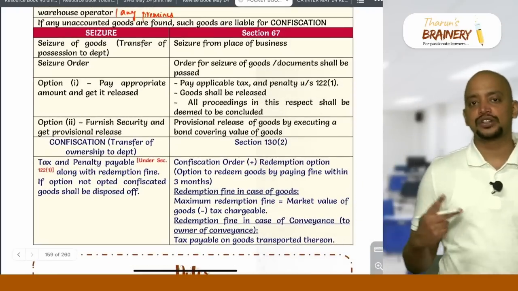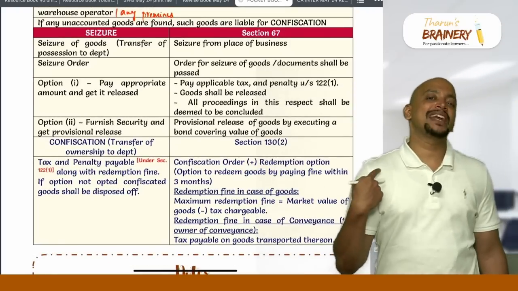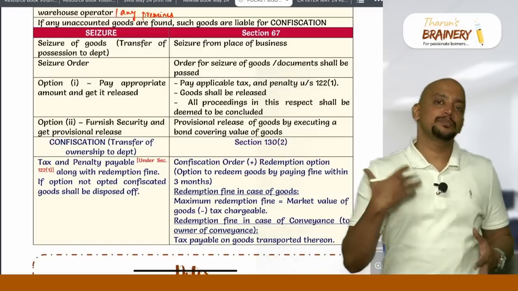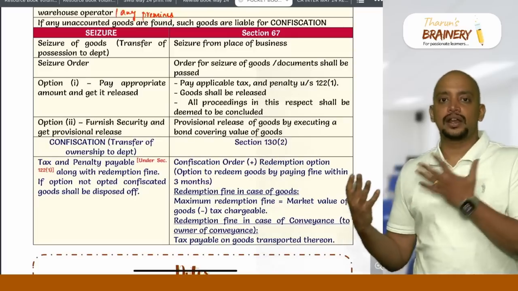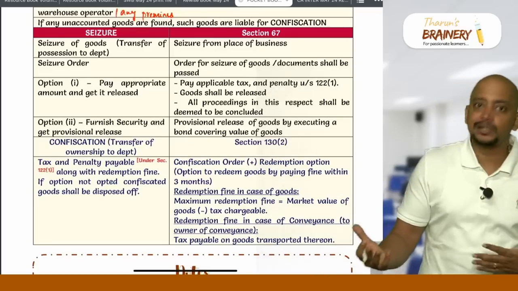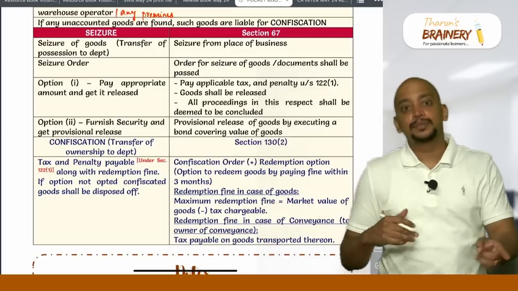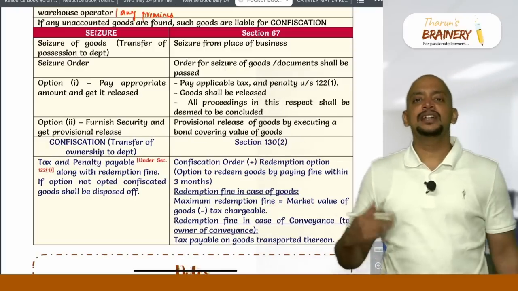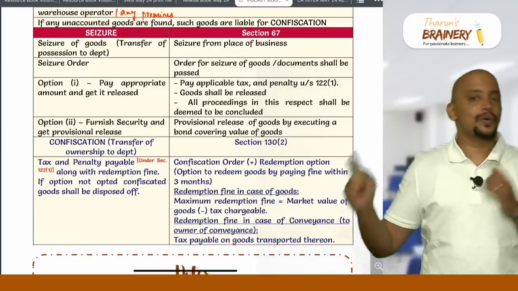After that they have two options. Option number 1: pay the appropriate tax and penalty. Seizure has happened, so the person from whose premises the goods and records were seized has to pay some tax. So either pay the tax plus the applicable penalty: the tax with respect to those goods, and penalty under section 122 subsection 1.